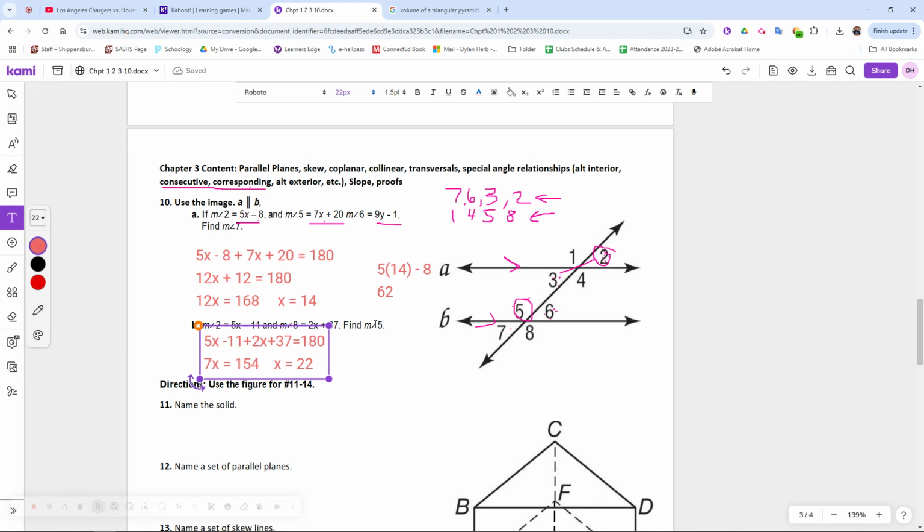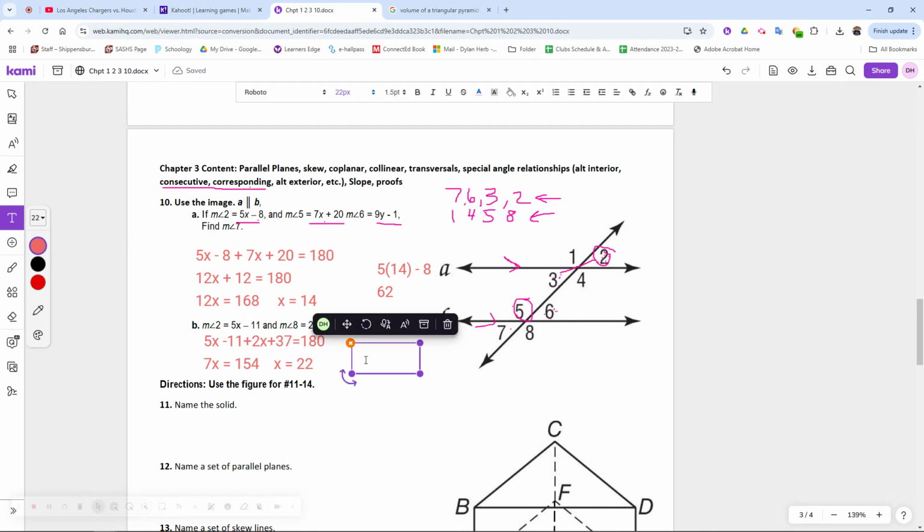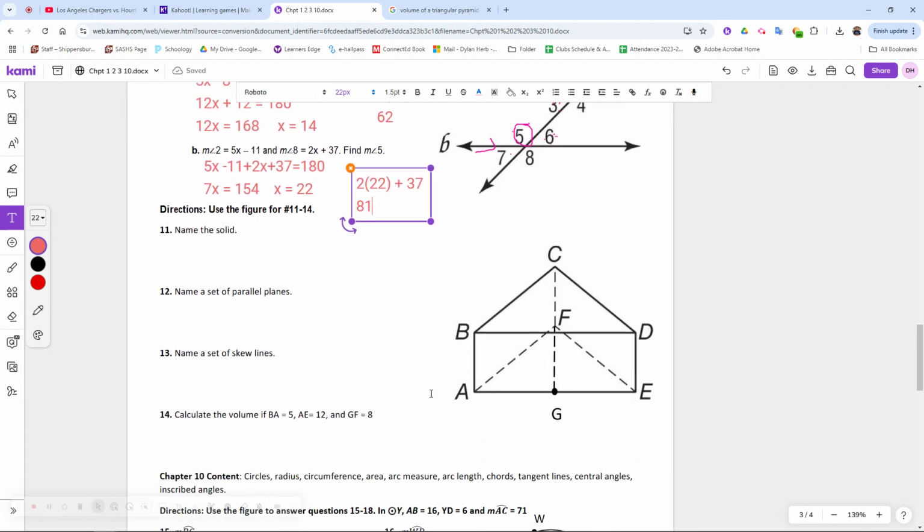Not actually your answer. Angle 5, you have to go ahead and solve for angle 5. But angle 5 and angle 8 are the same, and they give me an expression for angle 8. So I can plug 22 in there. So 2 times 22 plus 37. So that's going to turn out to 44 plus 37. What is 44 plus 37? Is that 81? So this should come out to 81. So 81 would be your answer there.